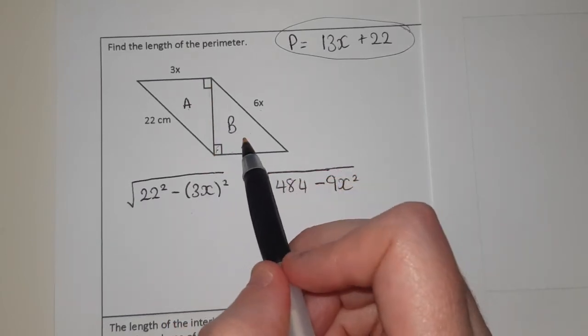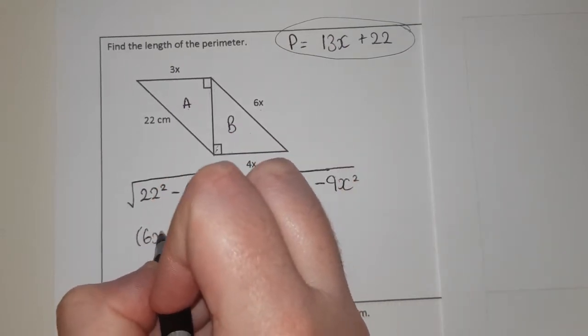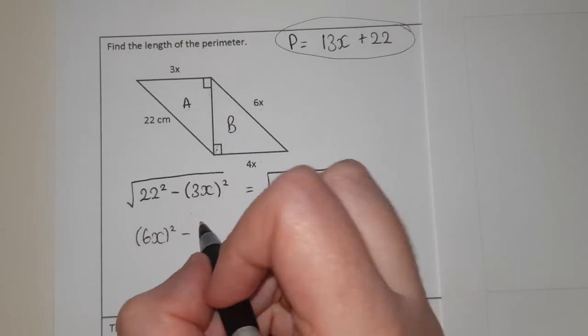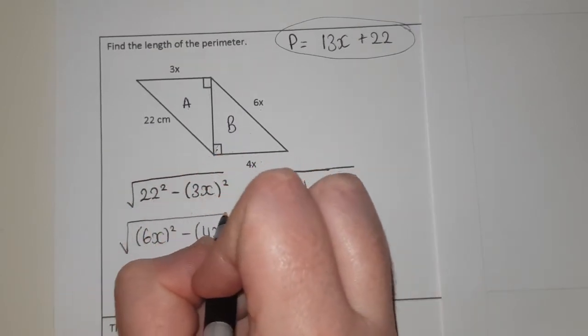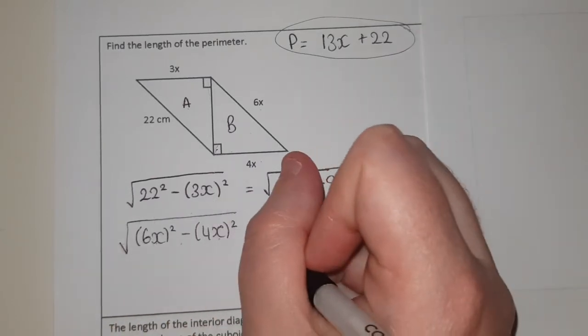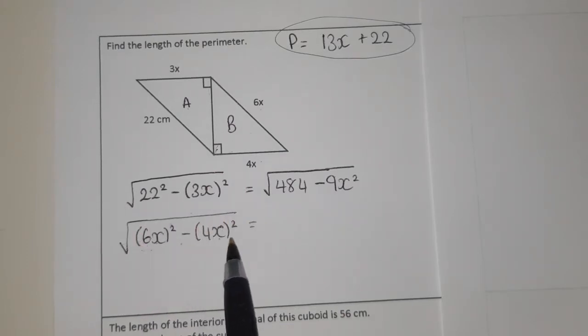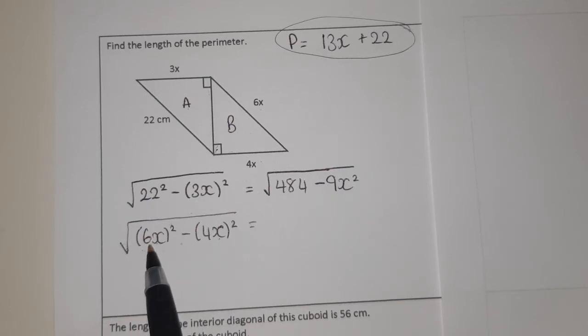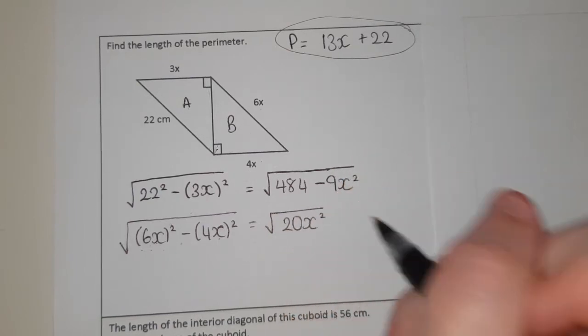If I now look at shape B and do exactly the same, I've got the longest side squared, subtract the shorter side squared, and then square root. So square the sides, subtract them, square root it. So I've just done it in one step. This I'm going to tidy up a little bit. Now this is going to give me 36x squared. This is going to give me 16x squared. So if I do 36x squared, take away 16x squared, I'm actually left with 20x squared.